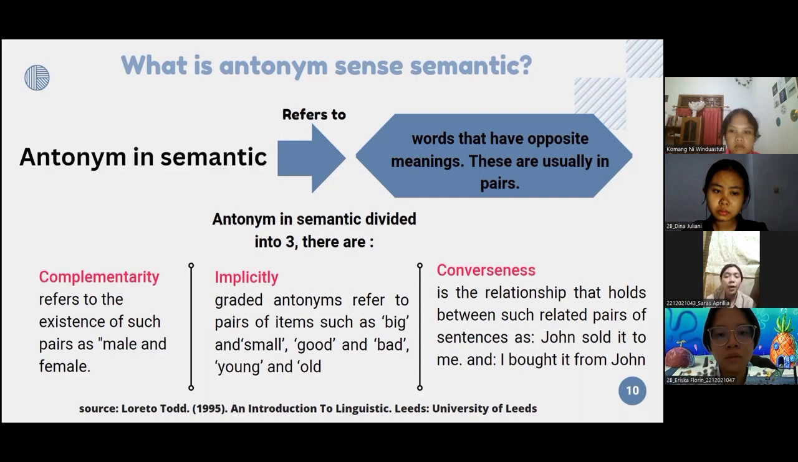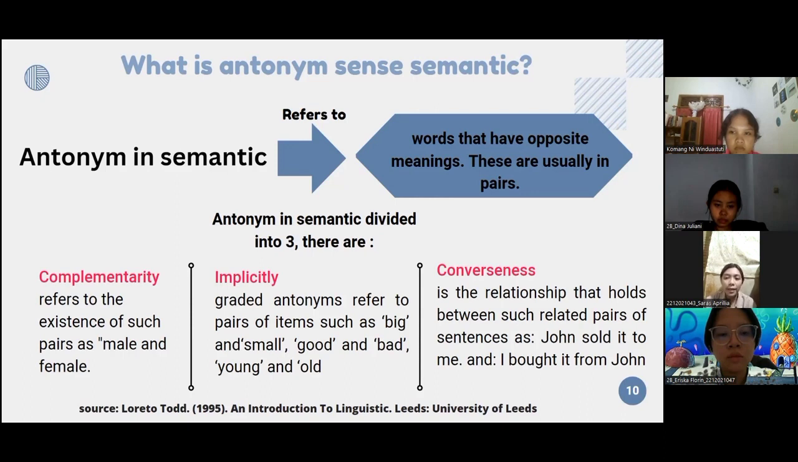Complementary refers to the existence of such a pair as male and female. It is characteristic of such a pair that the denial of one implies the assertion of the other. This is, if one is not male, then one is certainly female, and another example is dead and alive. The dead are definitely not alive, and the living are definitely not dead.